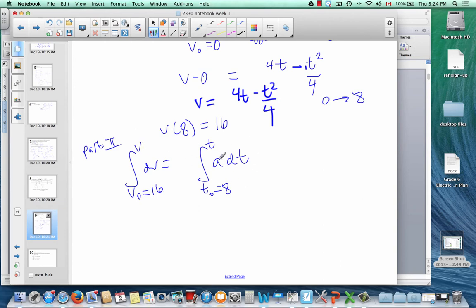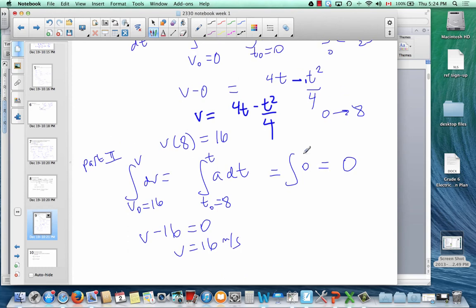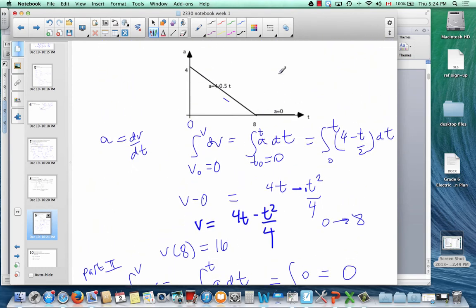Now this turns out to be a trivial integral because the acceleration is just 0, so there's no change in the velocity. The dv just gives us v, and then we put in v minus 16 equals 0. So the velocity equals 16 meters per second. Constant, that makes sense because it's 0 acceleration afterwards.